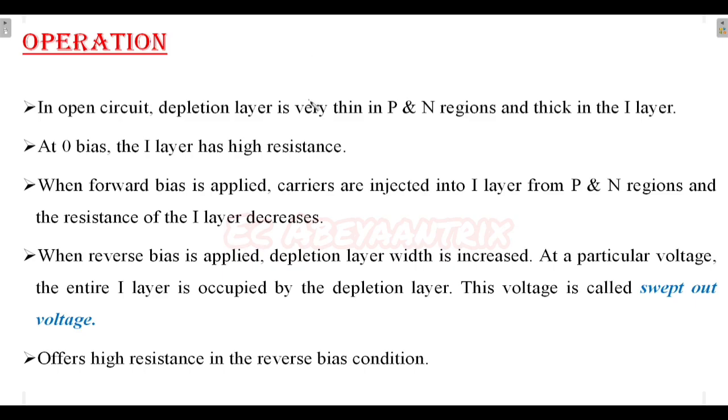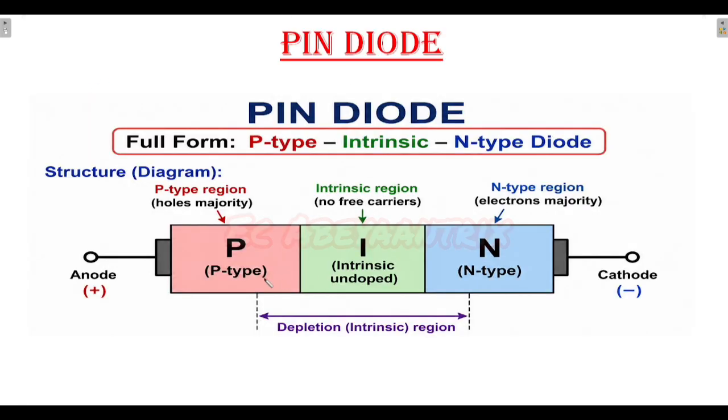Coming to operation, there are three modes actually: open circuit operation, forward bias and reverse bias. In open circuit, the depletion layer will be very thin in P and N regions. In some textbooks there will be a notation called P plus and N plus here, because the plus symbol means there will be a higher amount of doping than usual. So P plus means there will be an extreme level of doping in P type and N type.